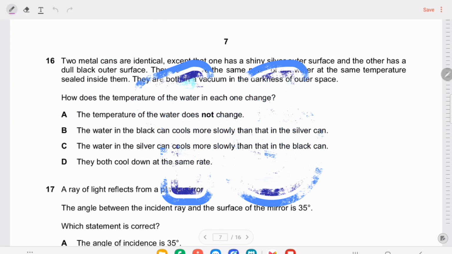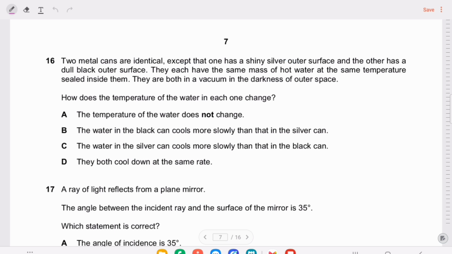Two metal cans are identical except that one has a shiny silver outer surface and the other has a dull black outer surface. They each have the same mass of hot water at the same temperature sealed inside them. They are both in a vacuum in the darkness of outer space. How does the temperature of the water in each one change? A. The temperature of the water does not change. B. The water in the black can cools more slowly than that in the silver can. C. The water in the silver can cools more slowly than that in the black can. D. They both cool down at the same rate.